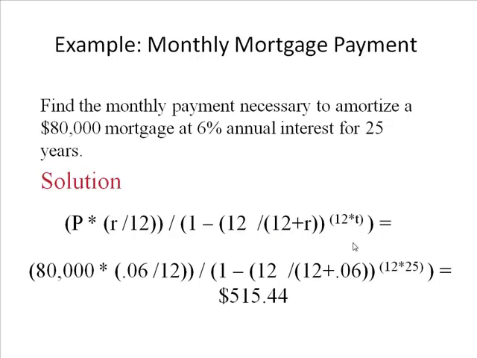Let's find the monthly payment necessary to amortize an $80,000 mortgage at 6% annual interest for 25 years. Let's use our calculators and this formula. We'll replace P with 80,000. Make sure you have the proper number of zeros. Make sure you change 6% to 0.06. Being careful to use all the parentheses as indicated, see if you can get this monthly payment. It should be $515.44.